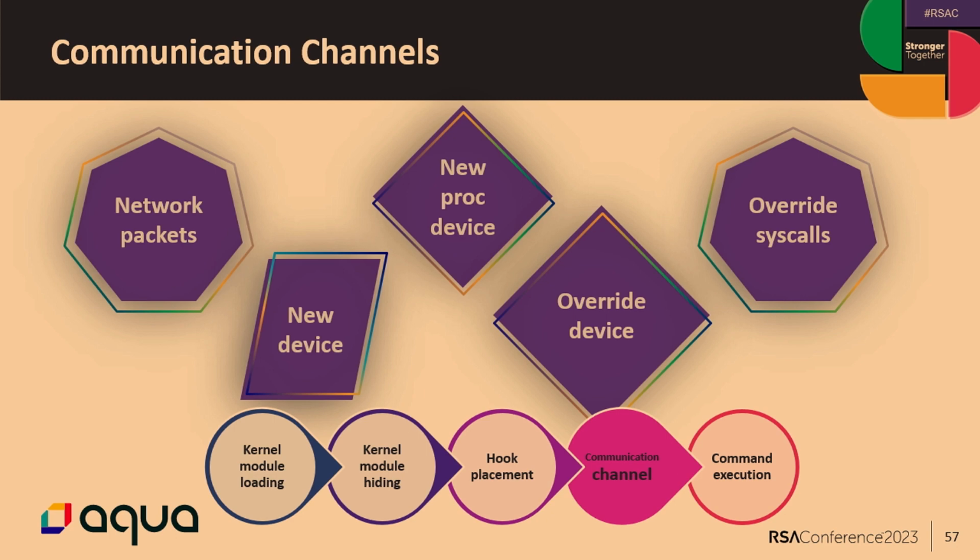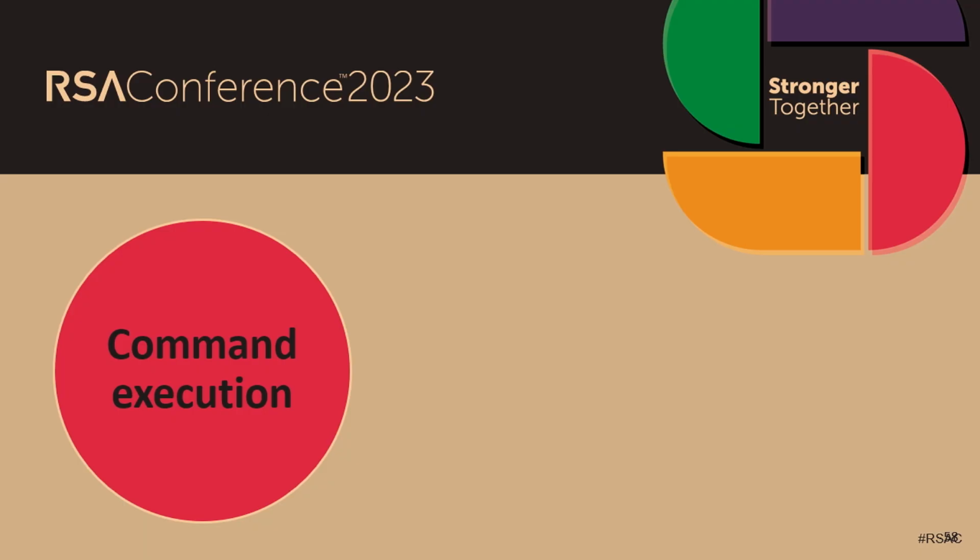The next stage is communication channels, and this is really a war of creativity. Threat actors can use any means in order to communicate with their kernel module, starting from network packets all the way to devices, either new or overridden devices. And as we've seen in the Diamorphine example, they can also override syscalls in order to communicate with the malware and give it commands.